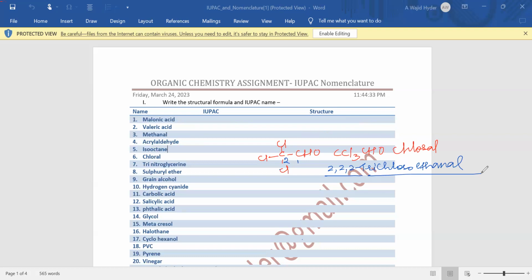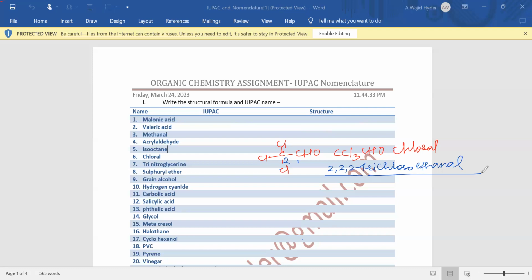Fine? And sir, why can the numbering not be like 1,1,1-trichloroethanal? For that, I forwarded you the notes paper. In that notes paper, it is written that CHO is a stronger functional group than Cl. So priority must be given to CHO and not Cl. In that notes paper, the other two folders have the order of preference of various functional groups. And according to that order, CHO is a stronger functional group than Cl.